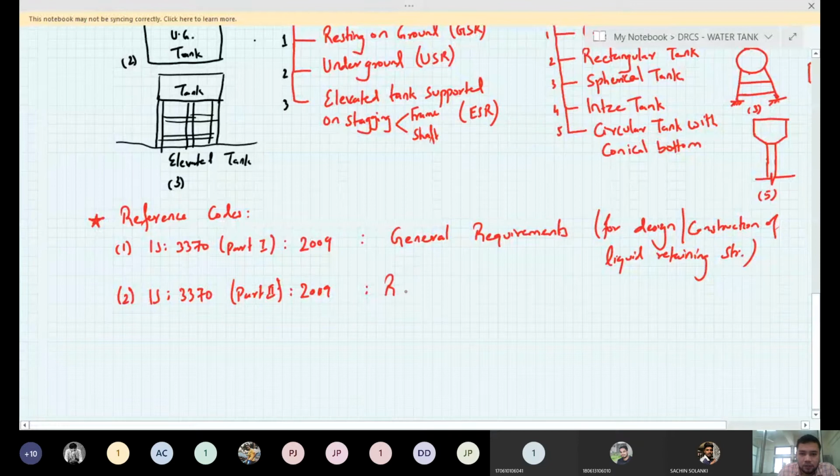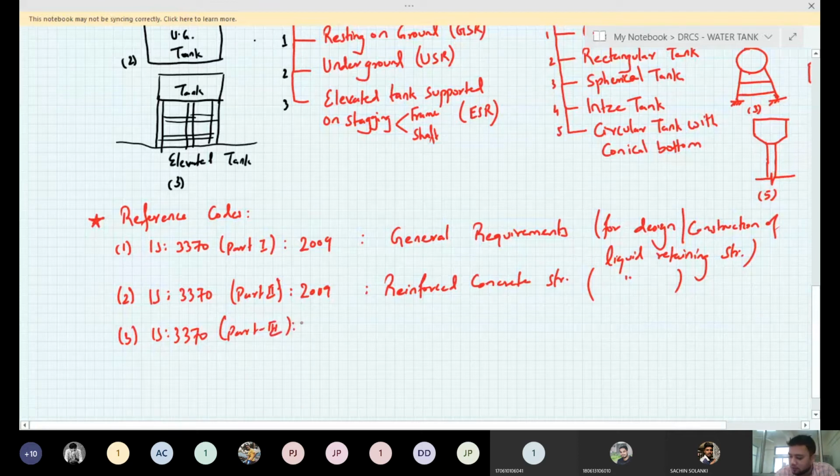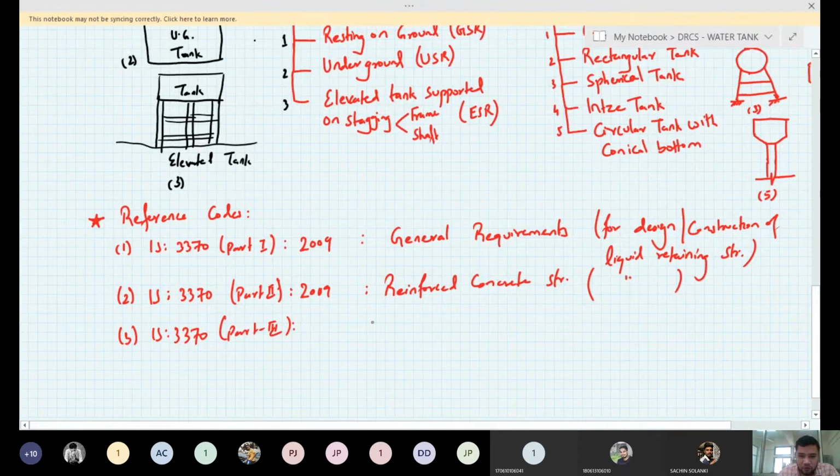So this is for reinforced concrete structures, meaning reinforced concrete liquid retaining structures. Then part 3, IS 3370 part 3, it is the older version only. The new version is not there. That is for the prestressed concrete structures.